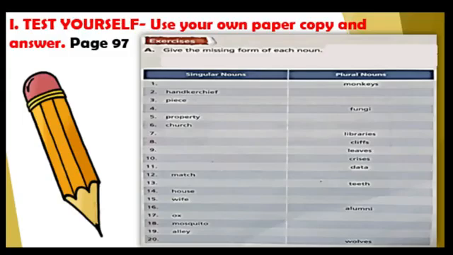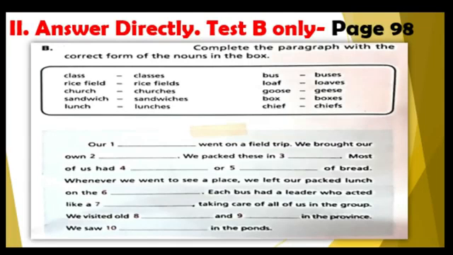Now let's try to test yourself. Use your own paper, copy, and answer. This activity can be found on page 97. Just give the missing form of each noun. You have to answer 1 up to 20. For your second activity, just answer directly Test B only. This activity can be found on page 98. Just complete the paragraph with the correct form of the nouns in the box. You have to answer 1 up to 10.